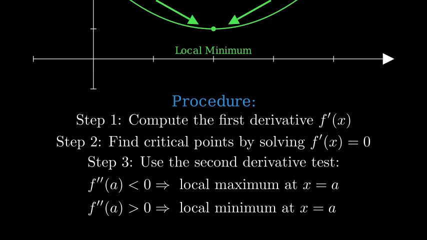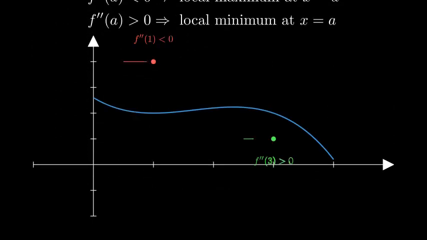Let's break down the second derivative test in more detail. If the second derivative at the point is less than 0, we have a local maximum. If it's greater than 0, we have a local minimum. If it equals 0, the test is inconclusive, and we need to use the first derivative sign chart instead.